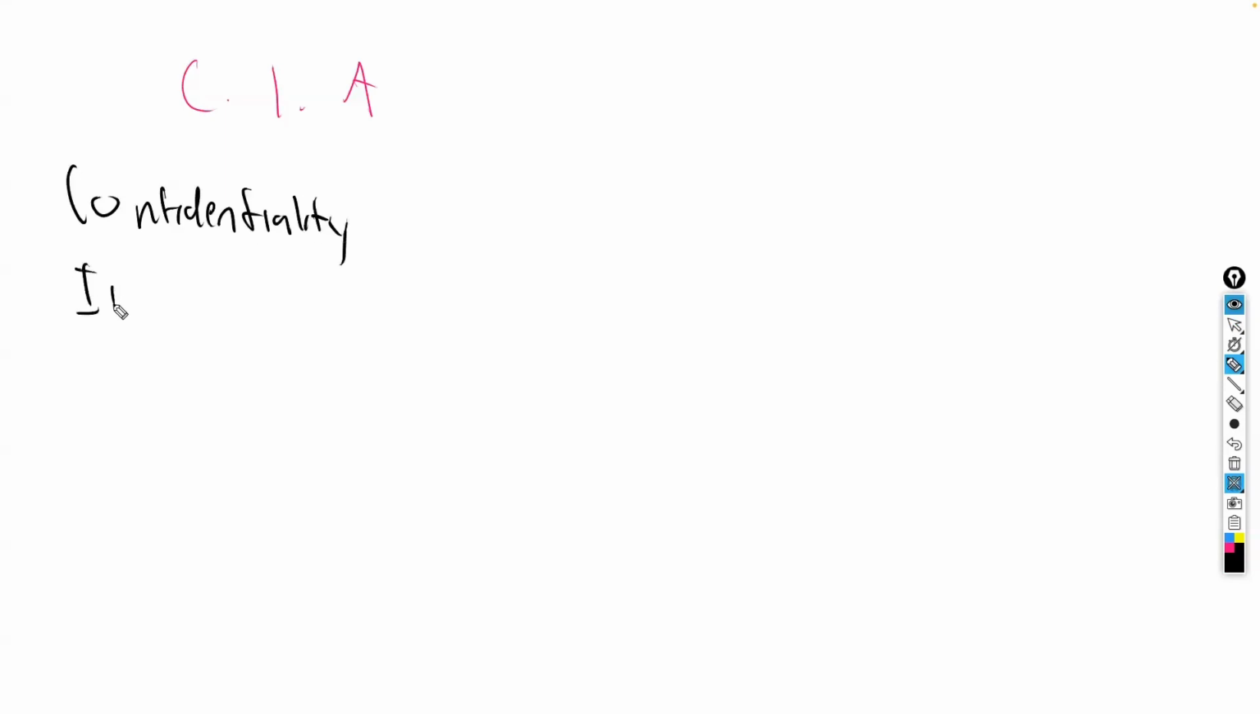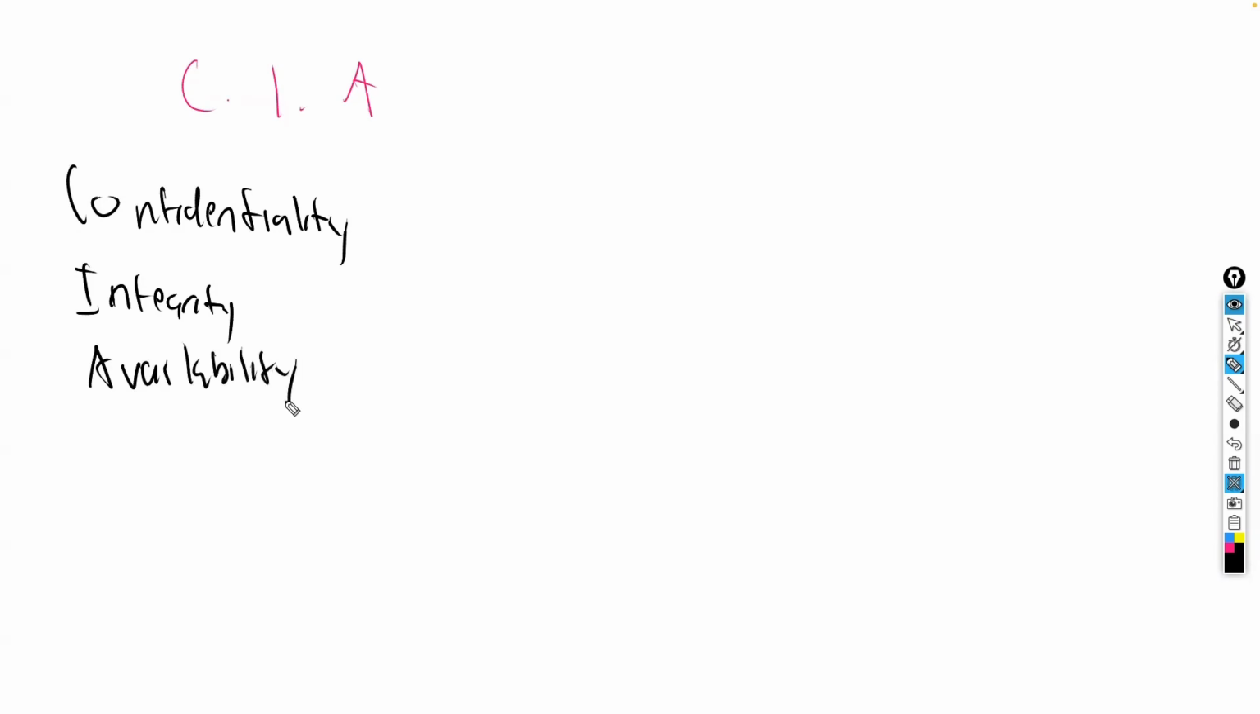First thing I want to go over is, of course, the CIA triad. When we talk about the CIA triad in terms of security, we like to define all three letters in that acronym. The C stands for confidentiality. The I, integrity. And then A, availability.